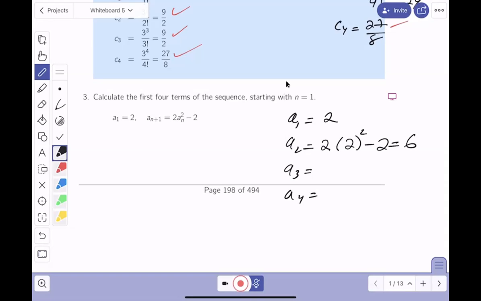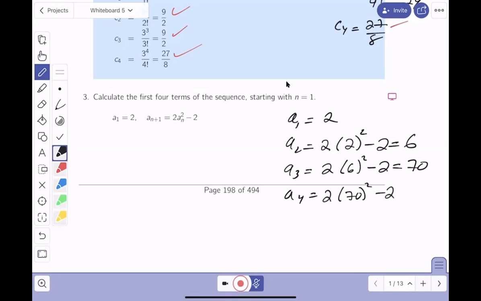All right, what's A3? 2 times A2 squared, which is 6 squared, minus 2. Now, a little more complicated. 36 times 2 is 72. 72 minus 2 is 70. This is going to be tough. 2 times, let's see, 70 squared, right?